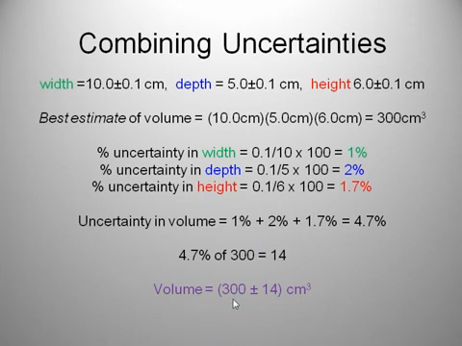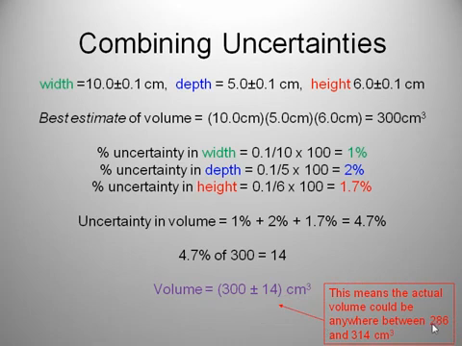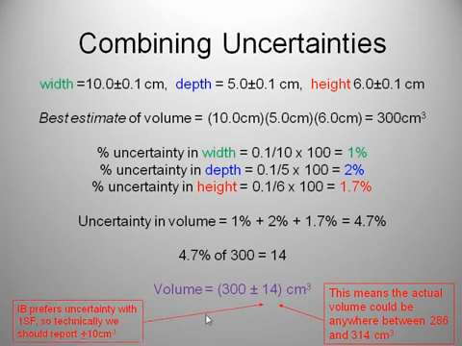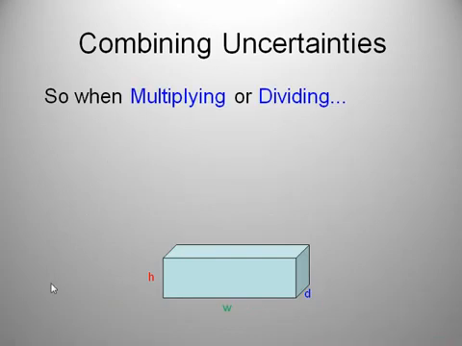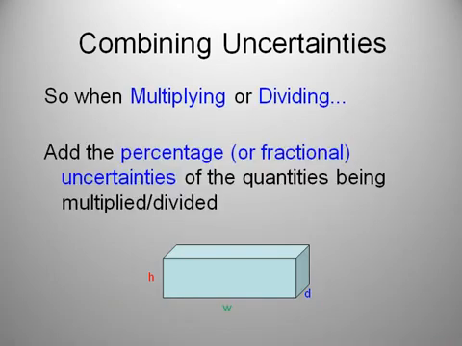So the volume is 300 plus or minus 14 cubic centimeters. Now this means it could be anywhere from 286 to 314, realistically. And one other thing to notice here, right? IB likes us to report one significant figure, so technically we should really report plus or minus 10 cubic centimeters. To summarize, when multiplying and dividing, we're going to add the percentage or fractional uncertainties of the quantities being multiplied or divided.